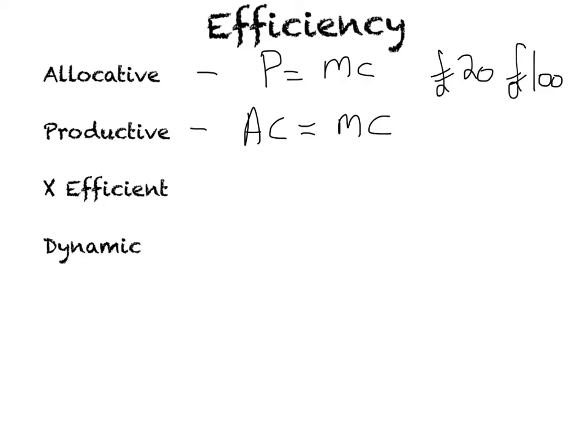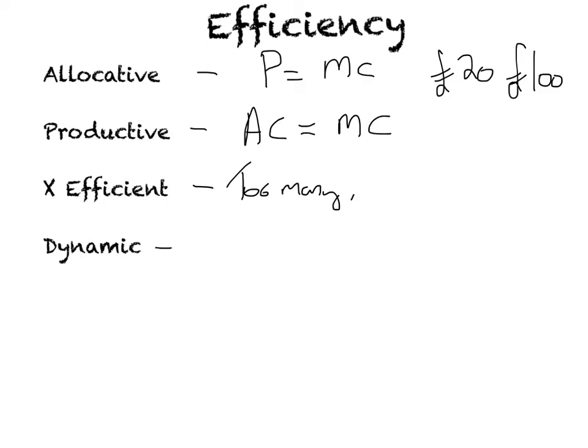Right, the next one, X inefficient. All this means is when a firm is X inefficient, they're not producing on their AC line, they're producing above their AC line. Now they might be doing this because they might be having too many workers. Or they could have too many machines that they're not using. They could also be paying those workers too much.